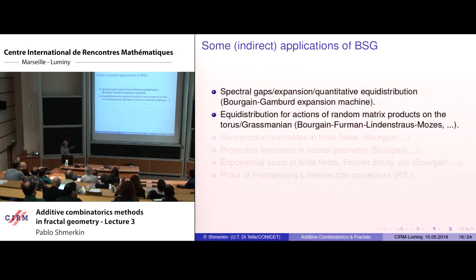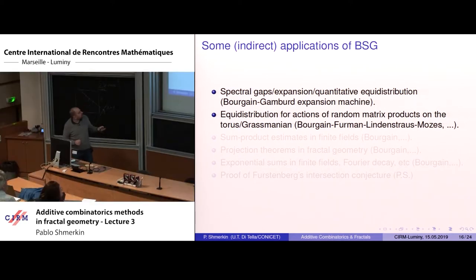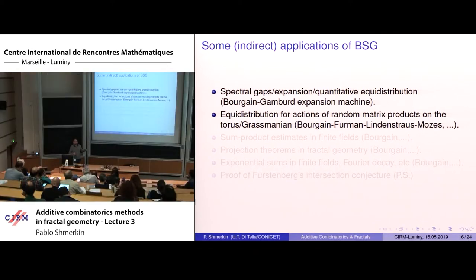Okay, and this is somehow related, but it is not the same. There is a very important paper of Bourgain, Furman, Lindenstrauss, and Mozes about equidistribution of random products of matrices in SL_d, not the action of that on the torus. And actually today on the arXiv, there is a paper of Weikun He generalizing that result to a more general setting and looking at the action of random products of matrices on the Grassmannian. So maybe this is the closest connection to things that people in this audience could be interested in. It tells you something about the distribution of random matrix products.